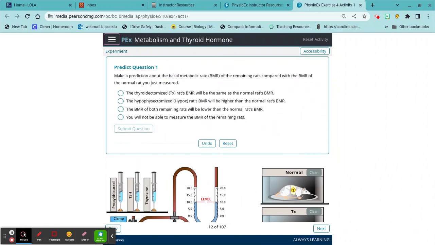Let's look at this. The thyroidectomized or the TX rat BMR will be the same as the normal rat's BMR. I would assume, let's make some assumptions, we're making predictions, I would assume that if you take a thyroid out, which is the thyroidectomy, ectomy means to remove, then you're probably not going to have the same basal metabolic rate as you would with a normal rat.